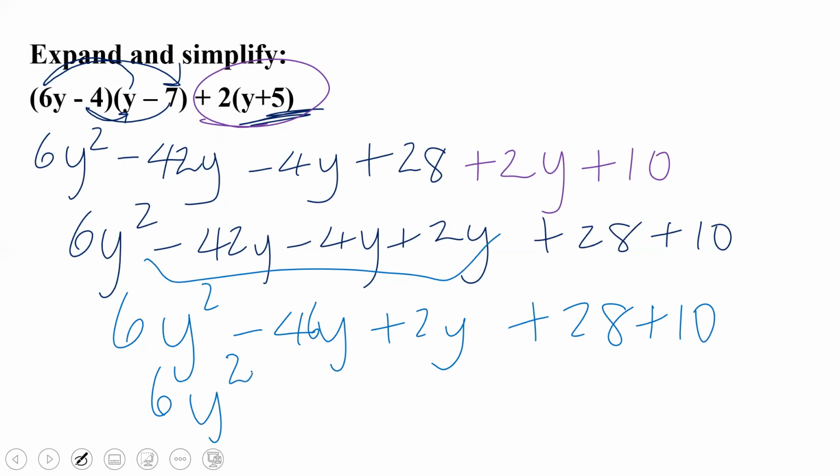All right, 6y squared, and this will now give us -44y. 28 plus 10 will give us 38. So our answer reads 6y squared minus 44y plus 38. And if you got that, big up yourself.